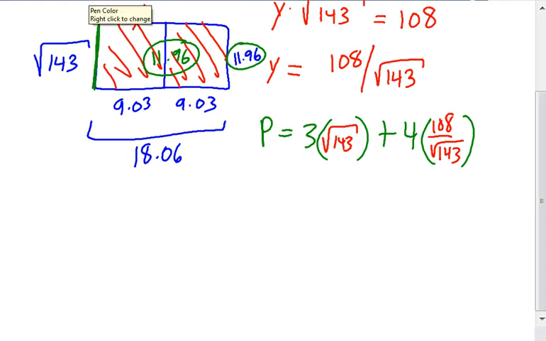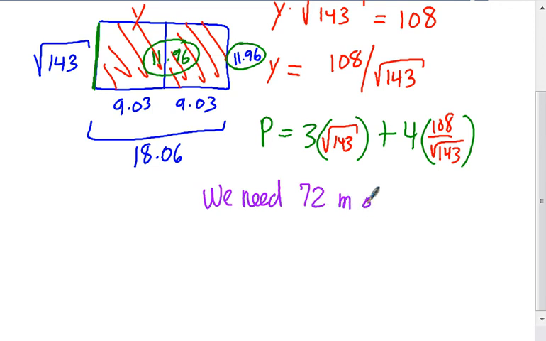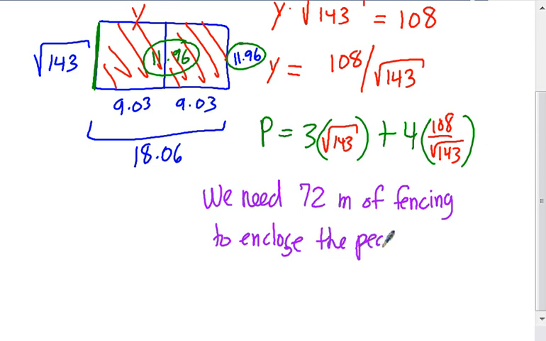The amount of fencing, so can I just write this out? We need 72 meters of fencing to enclose the pea patch, which has area 216 square meters, and which we've enclosed with a rectangle and divided into two equal parts in such a way that the fence down the middle is parallel to one of the sides.